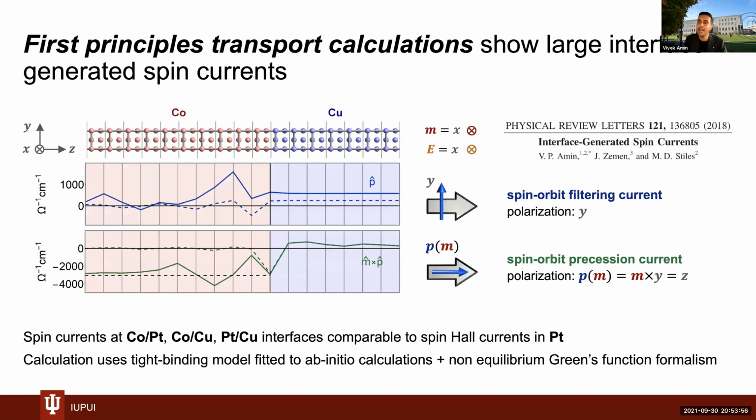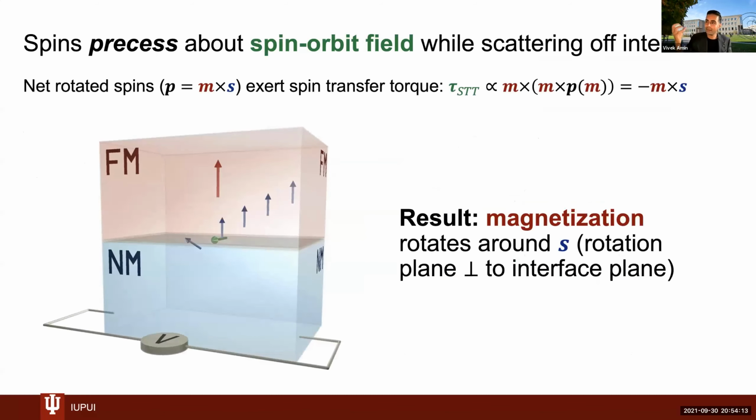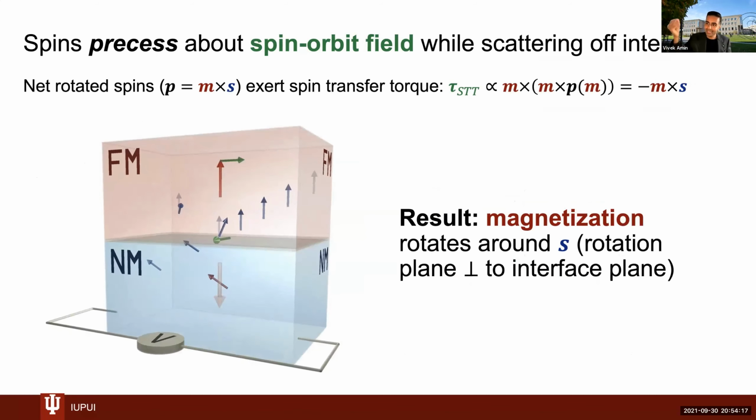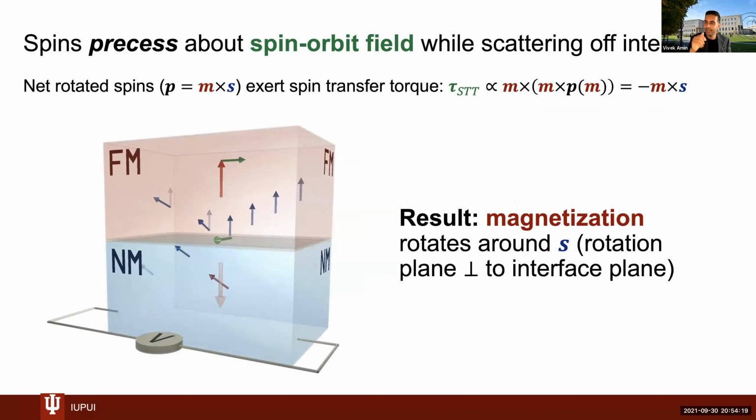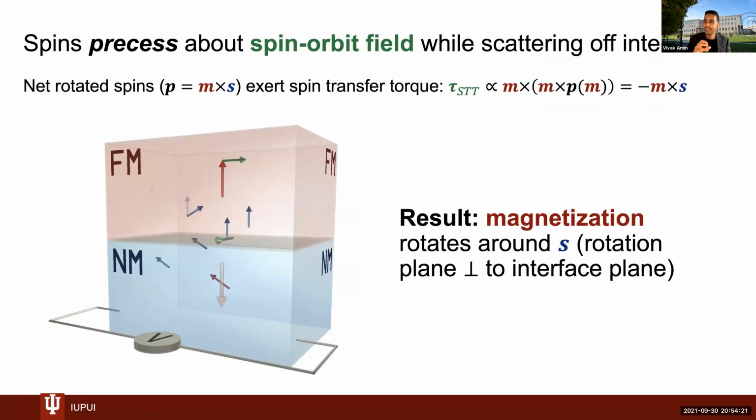Yeah, so I would maybe say rather than enhanced, it's getting generated at the interface, right? And it's getting generated through scattering of electrons at the interface as they see the spin orbit field. So essentially, it's these mechanisms here, if you can see the animation, where spins that are either unpolarized or majority and minority carriers in the ferromagnet, they scatter off the interface, they see the spin orbit field, they either precess or get filtered, and then that's what generates the spin current.